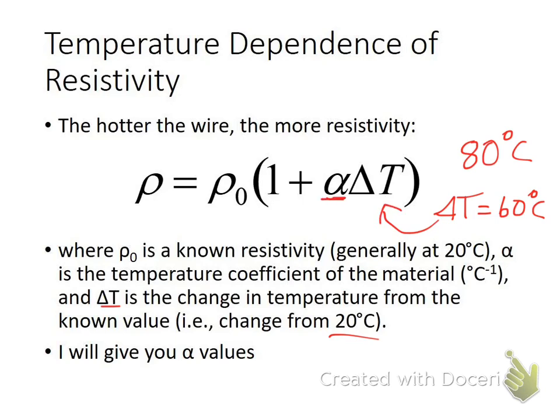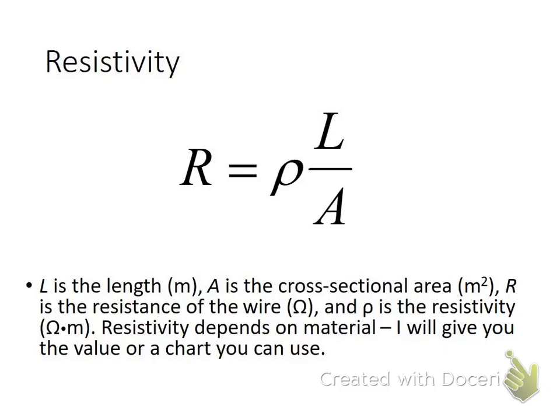Alpha is what's known as the temperature coefficient, and it varies material to material. Basically, the change in temperature affects some materials more than others. If you have a high alpha value, a little change in temperature is going to add a lot of resistivity. If you have a low alpha value, the change in temperature doesn't affect things as much. Regardless, find your starting resistivity at 20 degrees Celsius, plug it through this little bit, and find your new resistivity. Once you have that, plug that in here for your resistivity value, and find your new resistance.